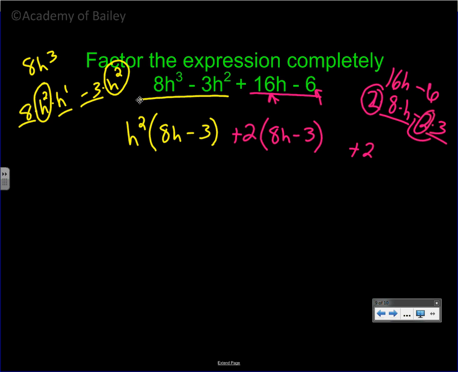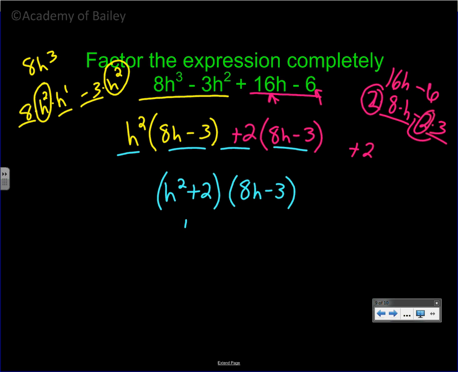Put these together, h squared and positive 2 go inside of one parentheses. 8h minus 3 will go into another. This is not the difference of perfect squares. H squared is the only square there is in there. So therefore, you have factored completely.